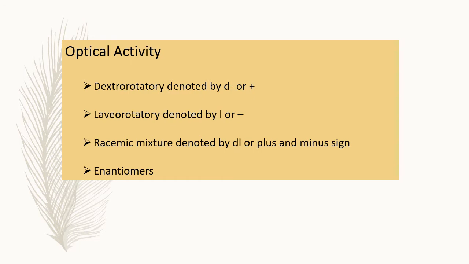An equimolar mixture of enantiomers, that means dextrorotatory and levorotatory, is called a racemic modification or racemic mixture. This racemic mixture is denoted as DL or the plus minus sign. A racemic mixture is optically inactive because optical rotation due to molecules of one enantiomer is cancelled by equal and opposite optical rotation due to the molecules of the other enantiomer.